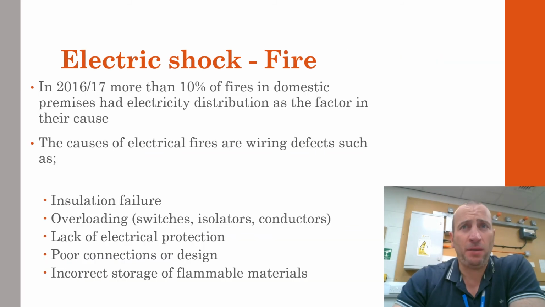Many fires in domestic premises are caused by electrical distribution. In general, this is due to overheating or arcing when one or more of the following faults occurs: insulation failure, overloading, that's switches, isolators, conductors, a lack of electrical protection, or poor workmanship or design. And incorrect storage of flammable materials will propagate fire after it is started.